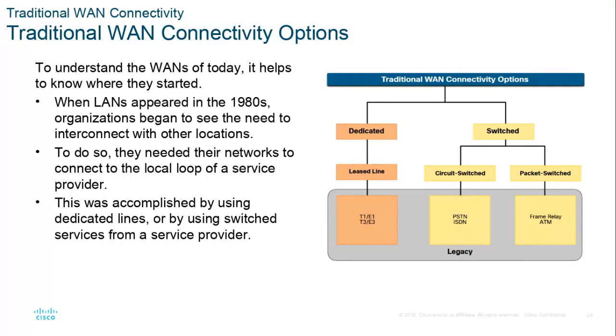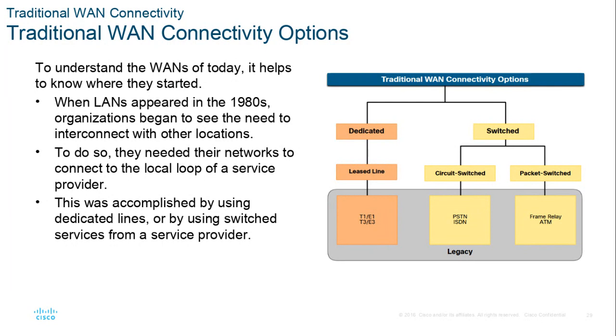Now let's look at traditional WAN connectivity, legacy connectivity. When local area networks started popping up in the 1980s and 1990s, the companies decided we needed to connect with our other branch offices. So we would use a dial-up line with a screeching Hayes modem, or we'd use the T1 and T3 lines that had already been developed by the phone company.